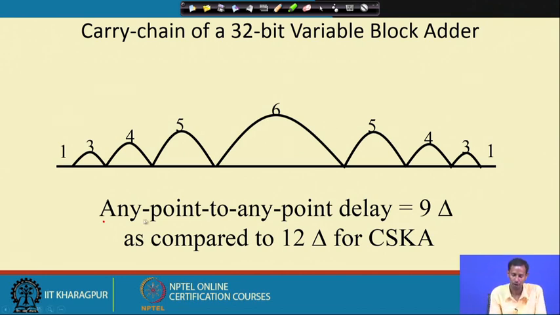Okay. So, for the point to point delay here, it is 9 delay as compared to 12 delay required for the carry skip adder, the k group adder we designed in the earlier case instead of variable. So, in the variable block adder we get 9 delay, whereas in the carry skip adder we get 12 delay.